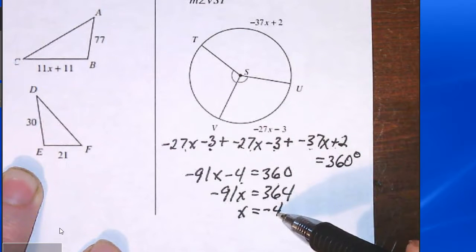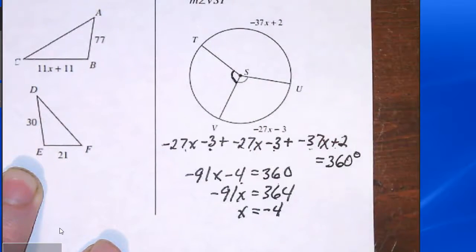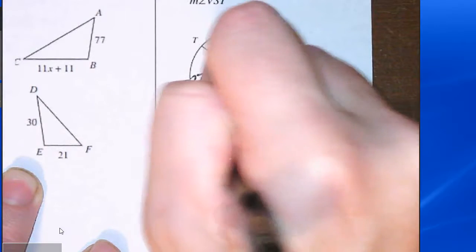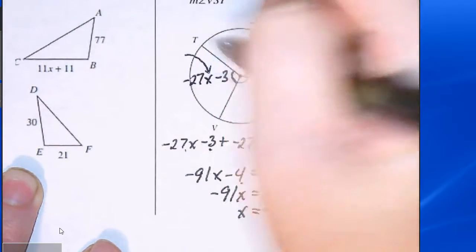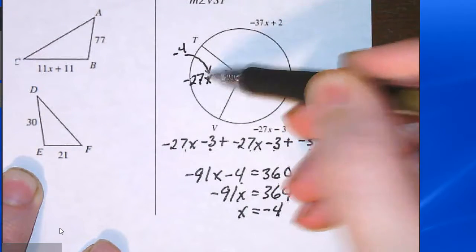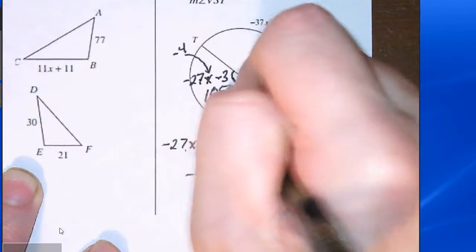We can take our value of x and substitute it into the algebra expression that's in that angle that we were trying to figure out. Recall that that was negative 27x minus 3. So we're putting in negative 4 for x. Negative 27 times negative 4, and then minus 3. This turns out to be 105 degrees.